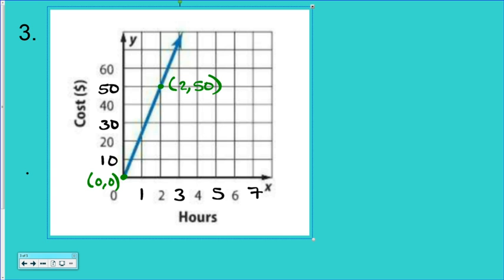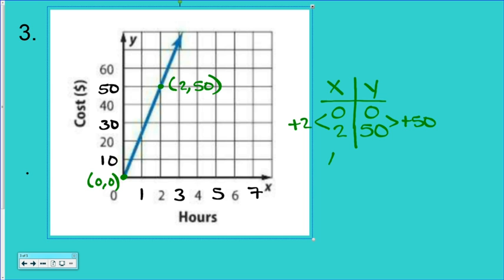Okay, there's plenty of ways you can do this. You can make your XY table from here. Plugging in your ordered pairs, we had 0, 0, and our second one is 2, 50. What is our change? Add 2, add 50. Change in y over change in x is 50 over 2, which simplifies to 25 over 1, which is 25.